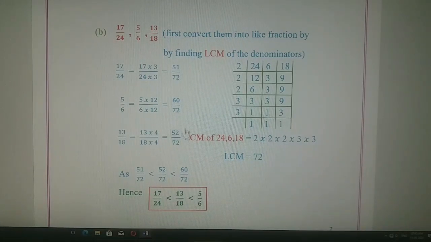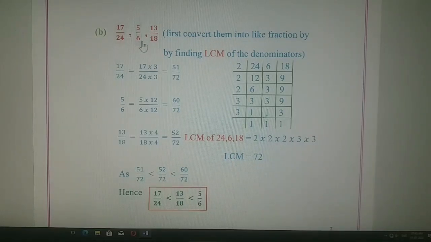To arrange them in ascending order, the smallest numerator has to be seen. 51 is smaller than 52 and then 52 is smaller than 60. So we can write down the fractions in ascending order. 51 upon 72 is less than 52 upon 72 and 52 upon 72 is less than 60 upon 72.